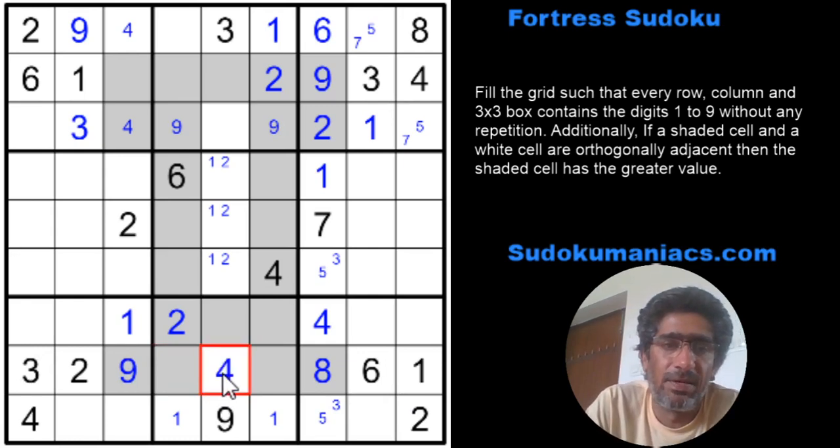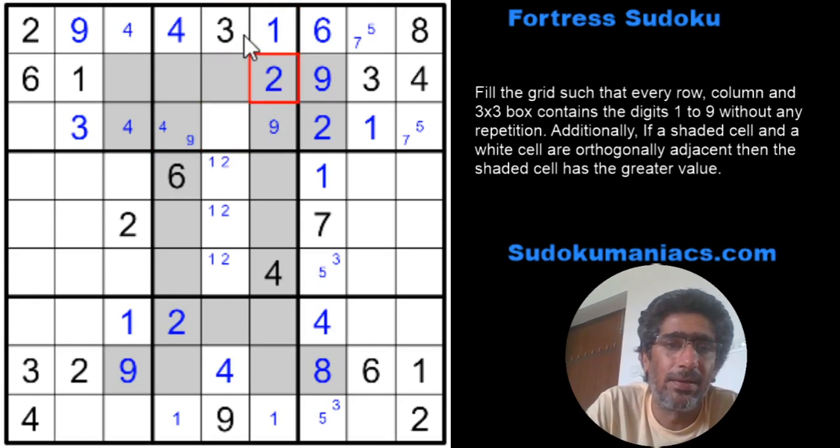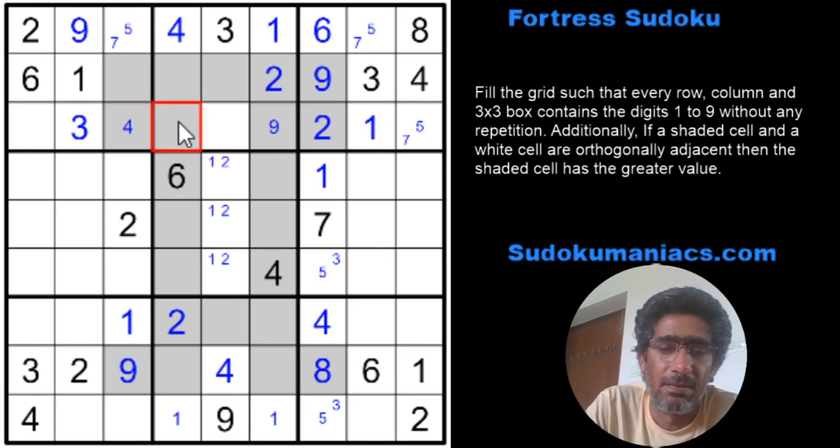So this becomes my 4, which pushes the 4 here and here. However, again I can't have the 4 in the gray because, you got it, we already have the 1, 2 and 3 in box 2. So that can't be a 4. So this 4 is out and this gives me a 5, 7 pencil mark.